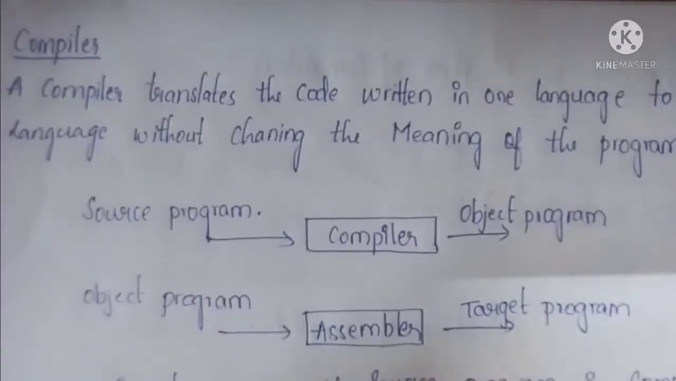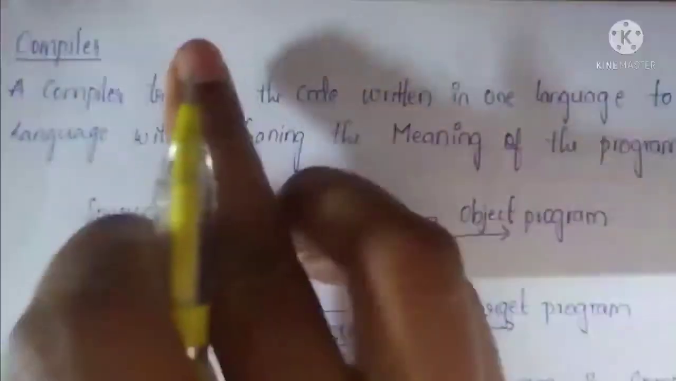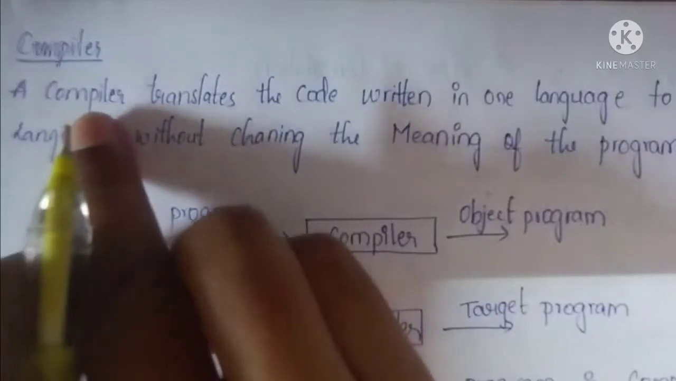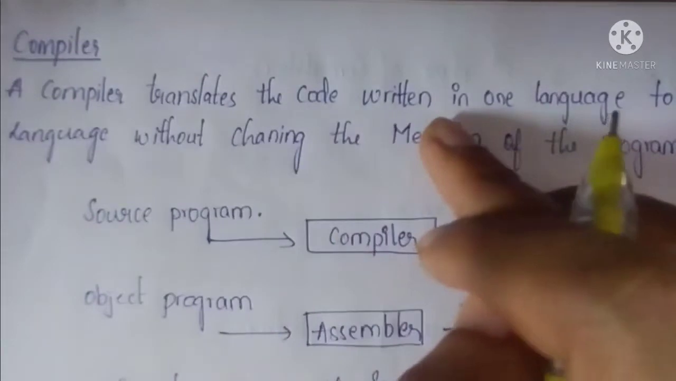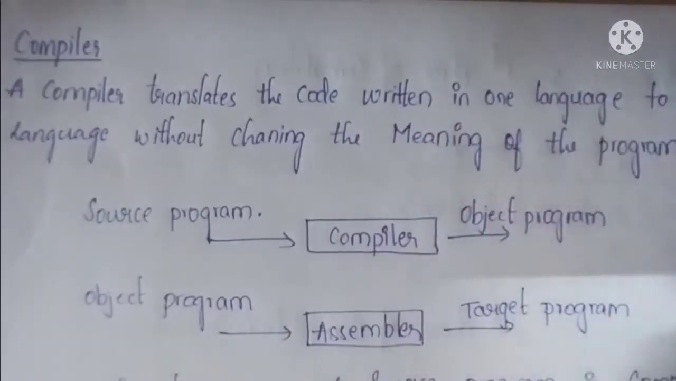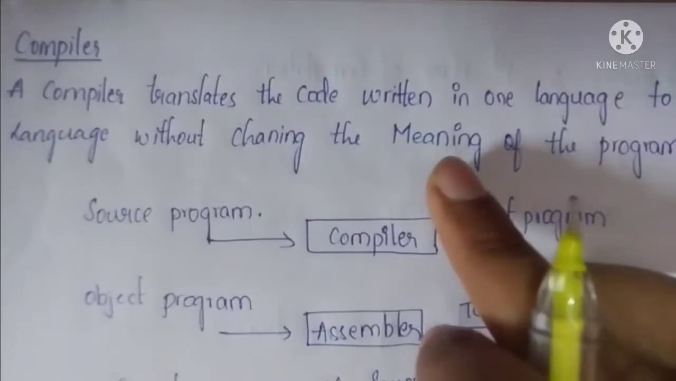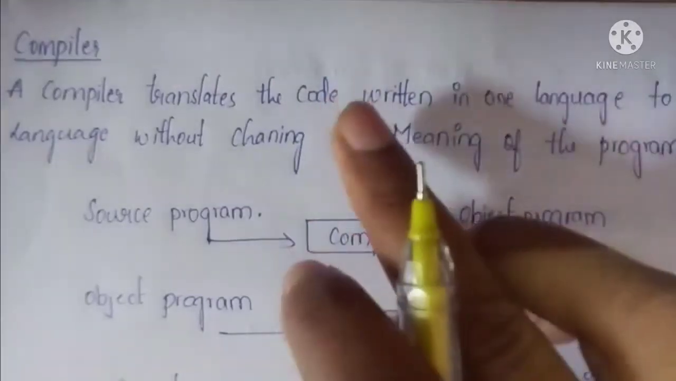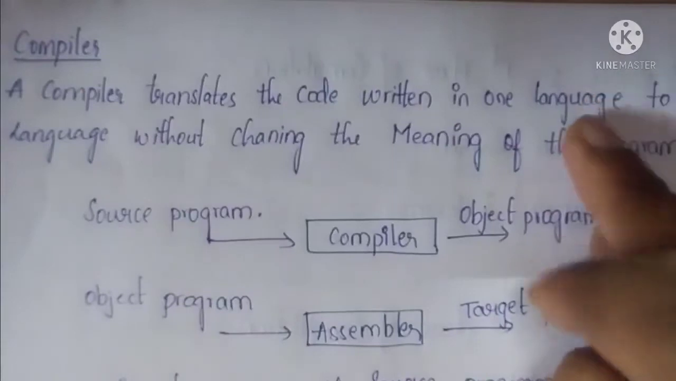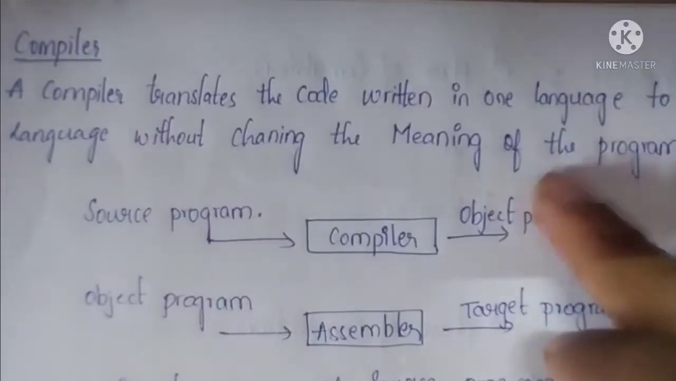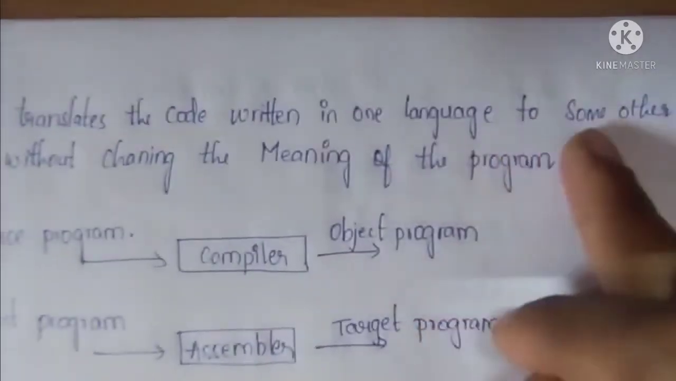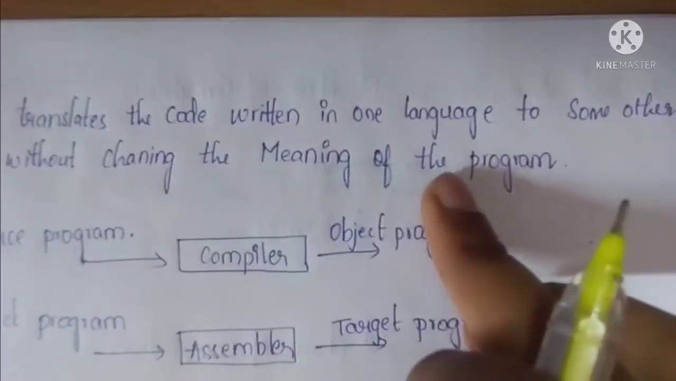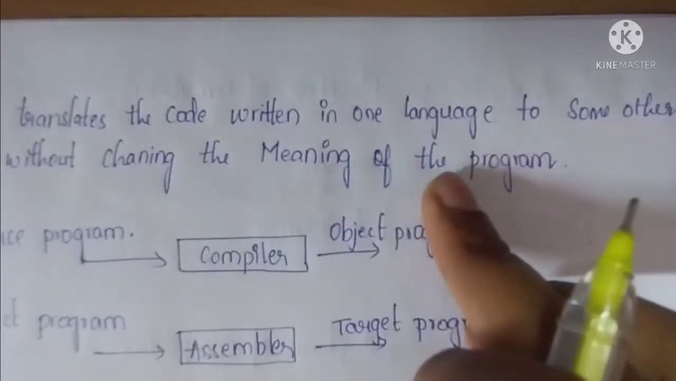So we'll start with compiler design, the first unit, that is unit 1. First we will see what is meant by a compiler. A compiler is software that is going to translate the code which is written in one language to the other language without changing the meaning of the program. In this process of changing from one language to another, there is no change of any program meaning. We are not going to change any meaning of the program.